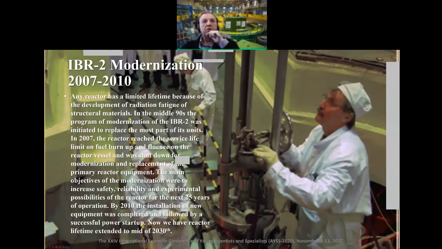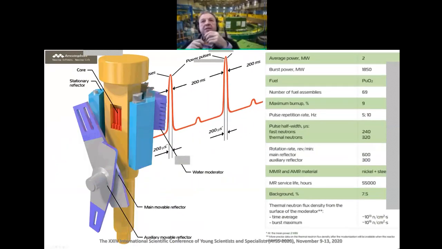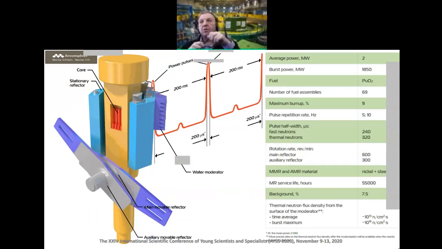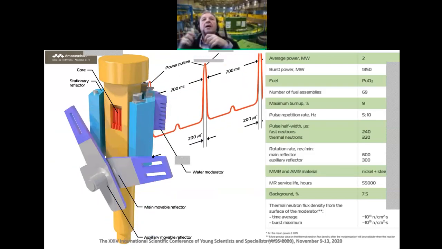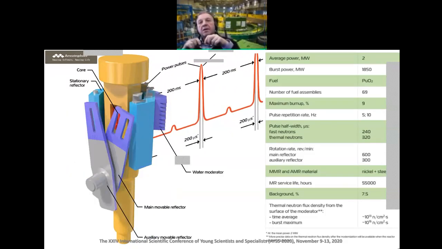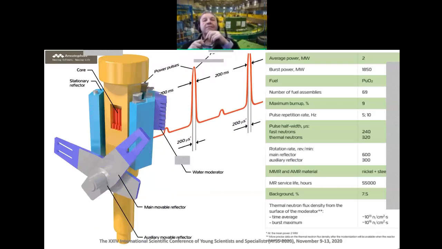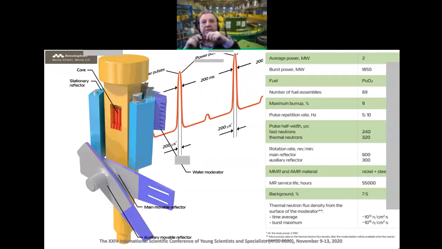This reactor was modernized in the years 2007-2010, within 4 years. And this reactor now is a flagship facility of the JINR for researchers in the field of neutron physics. The scheme of the reactor is slightly different from the very first reactors, but the main principle still exists. This is the principle of mechanical modulation of the reactor.